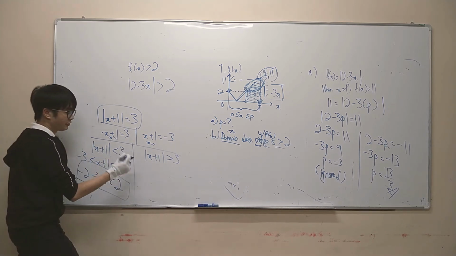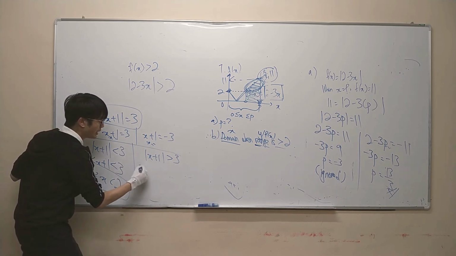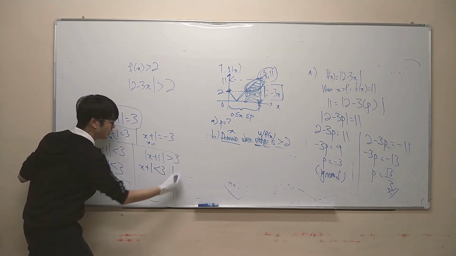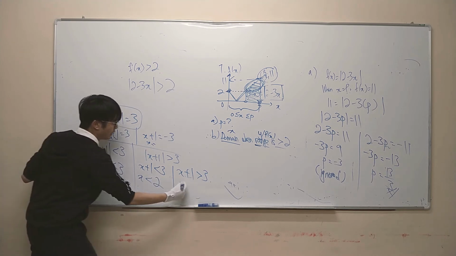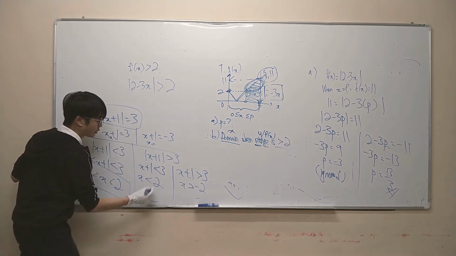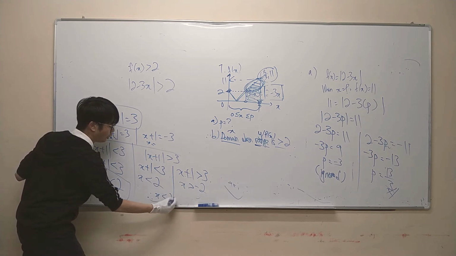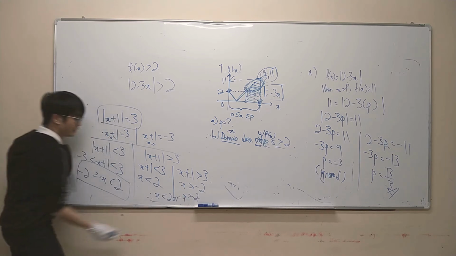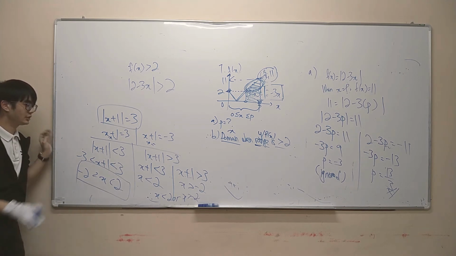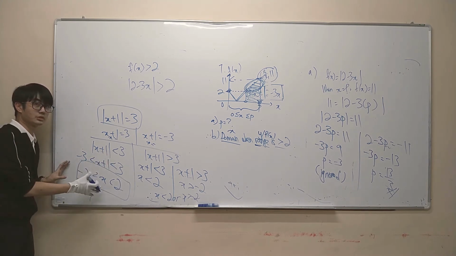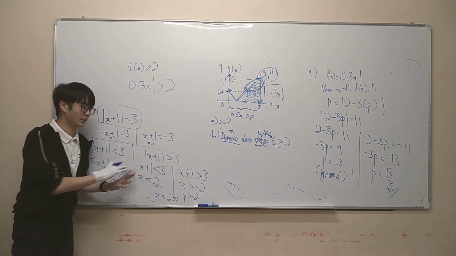But if it's a bigger than, it's different. It will become x plus 1 smaller than negative 3 and x plus 1 bigger than 3. So you get x smaller than negative 4, x bigger than 2. And your answer should be like this, x smaller than negative 4 or x bigger than 2. But for this one, this is the answer. Can you see the difference? If smaller, this is how we approach. If bigger, this is how we do it.